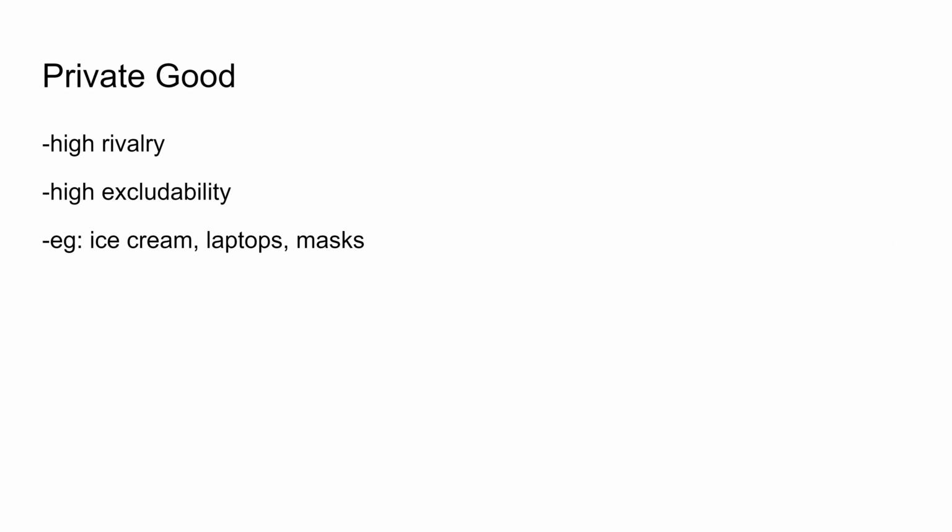And finally, we reach private goods. Private goods have both high rivalry and high excludability. Examples of these goods are ice cream, laptops, and masks. A lot of the stuff that you buy from the supermarket generally are private goods.